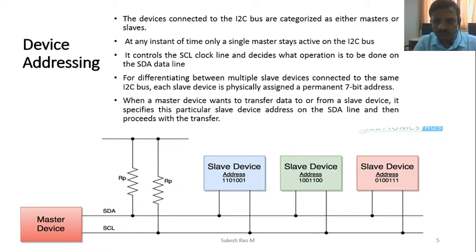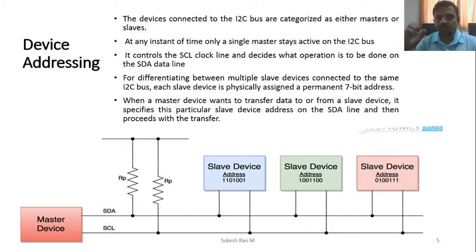When you are sending data, all the devices will get the address, but who decides which address? The address is decided by the slave: whichever gets a match will respond. Depending on that, the data bus will be open for those devices. That's how the addressing is done.